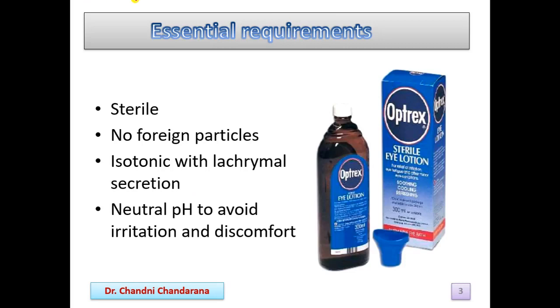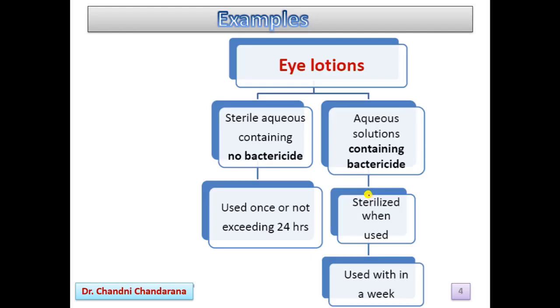Now essential requirements. So what are the essential requirements for eye lotion? Obviously it should be sterile, there should be no foreign particles, it should be isotonic with the lacrimal secretions, and it should maintain neutral pH to avoid irritation and discomfort. Like this is the example of eye lotion. You can see that.